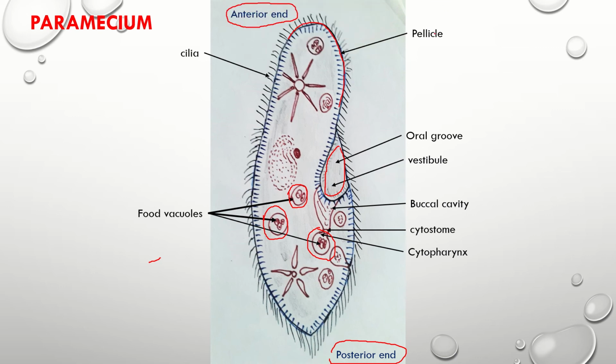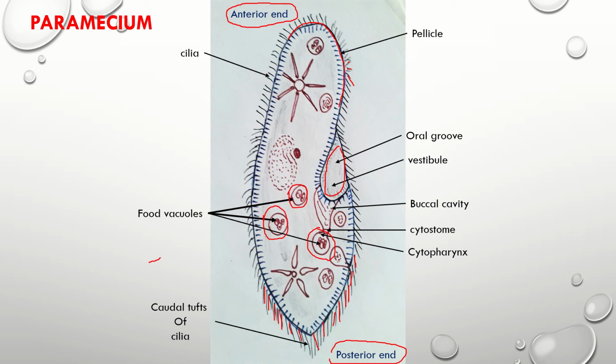Their size is uniform all over the body, but towards the posterior end of the body the cilia become elongated, forming a caudal tuft of cilia, due to which this species has the name Paramecium caudatum.